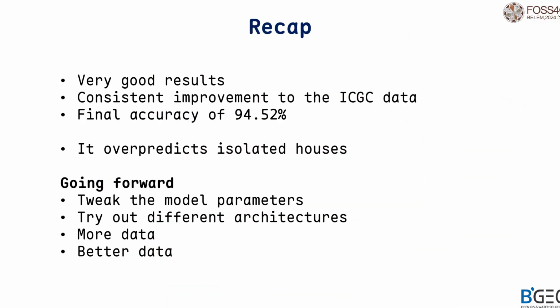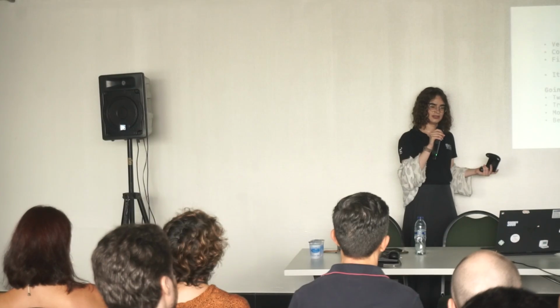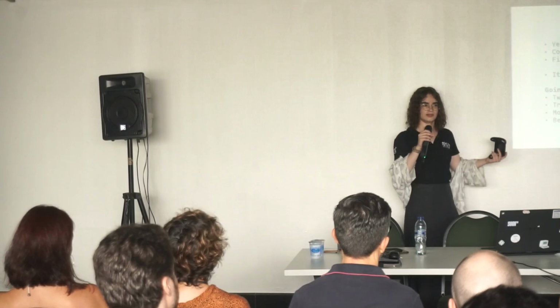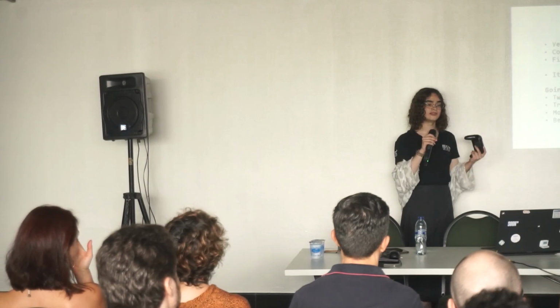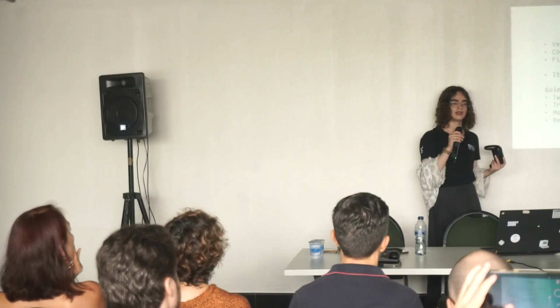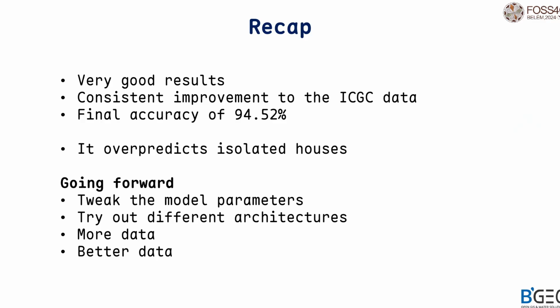To recap, as you may have seen, we are very happy with the results. These are very, very good results. We didn't expect this good of a result. It even managed to improve our own hand-improved regions, which was very nice to see. Of course, it improved the ICGC data, which was the original objective, so good thing on that. And we end up with a 94.52% accuracy. But as I said, it also overpredicted a bit of isolated houses, which may be an issue.